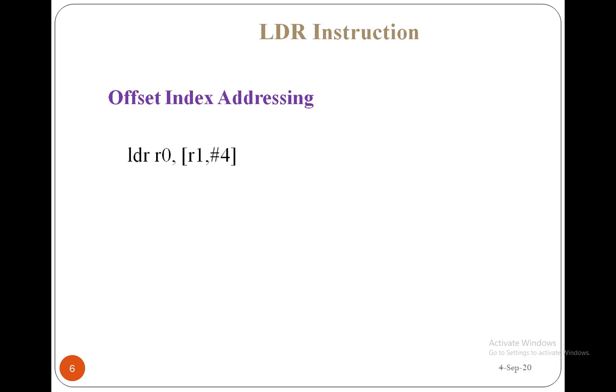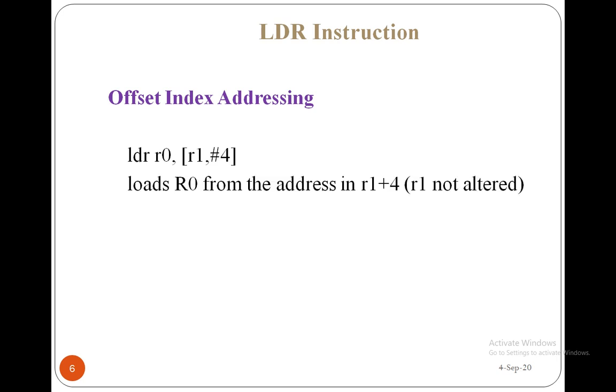hash 4. Here hash 4 is nothing but the index. So here some data is going to be stored in R0, but the data is from the R1 plus 4 memory location. That is the address present in R1 plus 4. That is the new address. In that new address R1 plus 4, whatever data is present is going to be shifted to R0. That is, it loads the R0 register with the data taken from the address in R1 plus 4. Here R1 is not altered, R1 is the same as previously, right?